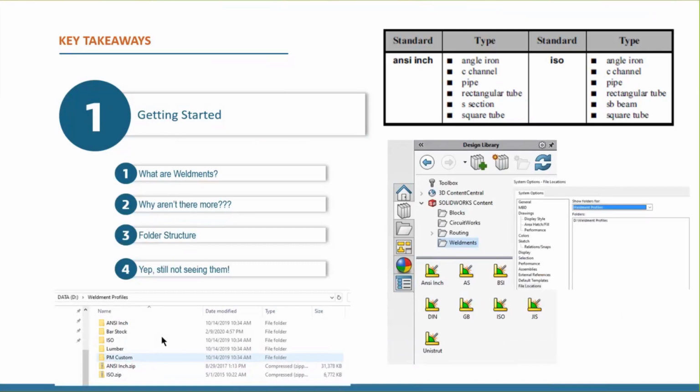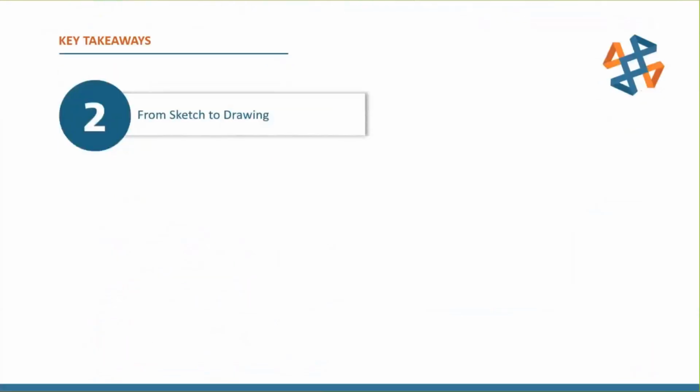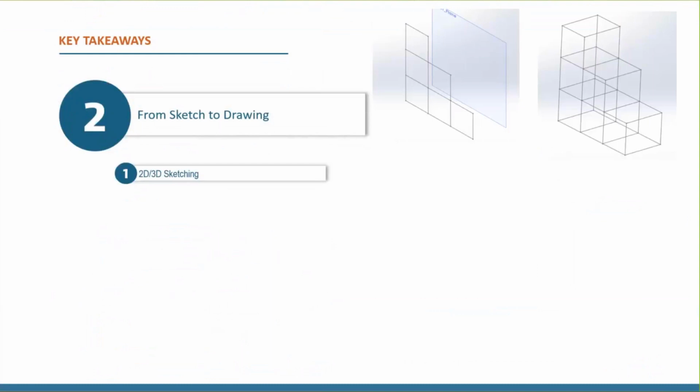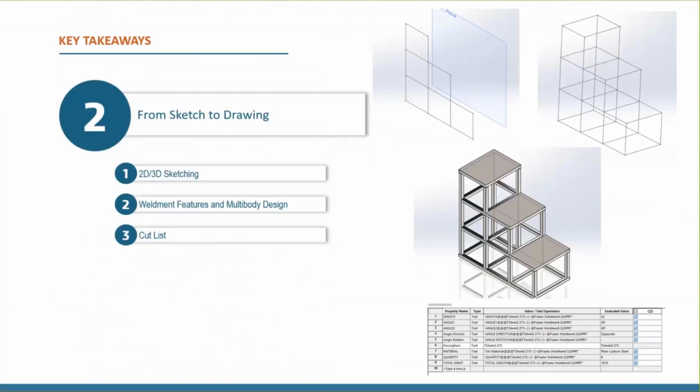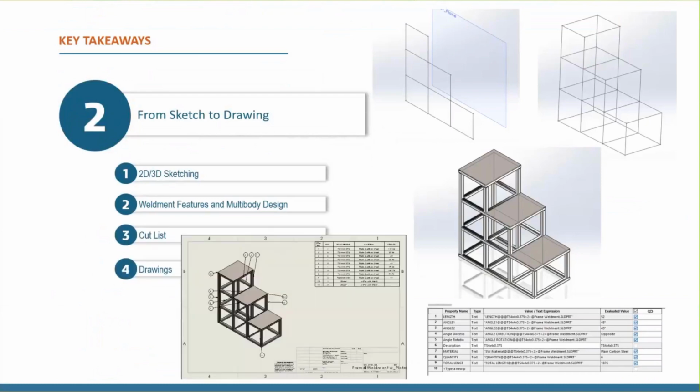All right, so now that we kind of know the basics of how to get what we need, let's talk about how to work with it. So this is taking things from a sketch to a drawing. I'm going to talk about 2D and 3D sketching. I'm going to talk about the Weldment feature itself and looking at the multi-body design inside of a part. We're going to do a quick overview of the cut list, and then we're just going to take a quick look at a drawing. So I'm not going to make you watch me design all this stuff, so you're going to see me start things and then kind of bring up finished product, that kind of fun stuff.